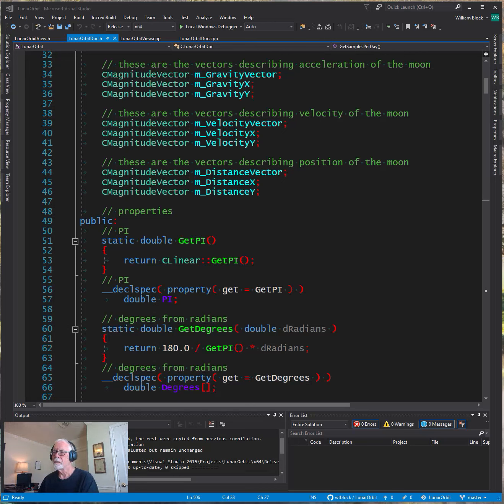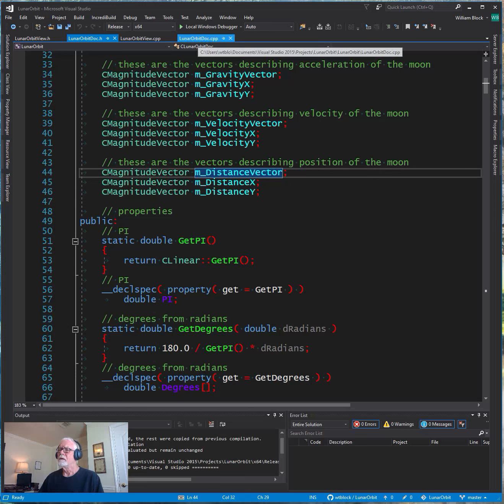And there are actually these six vectors involved. There's a gravity vector, and then there are the individual x and y components of that gravity vector, a velocity vector and its individual components, and the distance vector and its x and y components.